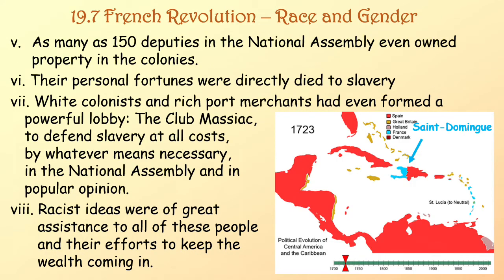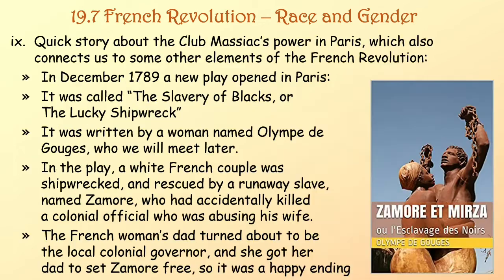As many as 150 deputies in the National Assembly even owned property in the colonies, and their personal fortunes were directly tied to slavery. White colonists and rich port merchants had even formed a powerful lobby, the Club Massiac, to defend slavery at all costs by whatever means necessary in the National Assembly and in popular opinion. Racist ideas were of great assistance to all of these people and their efforts to keep the wealth coming in.